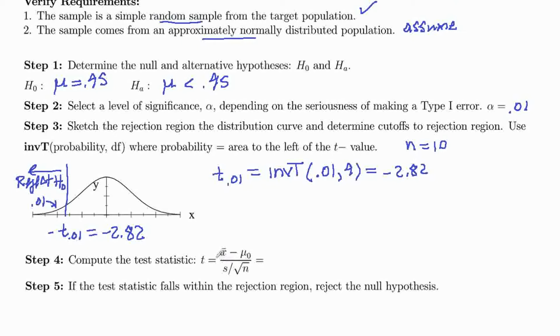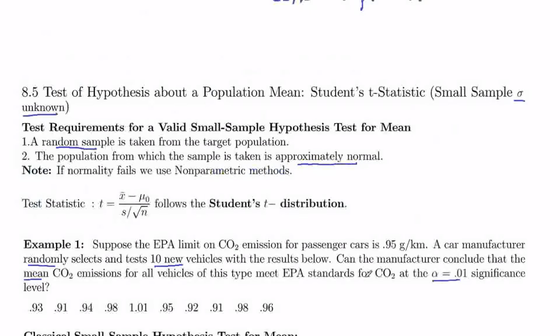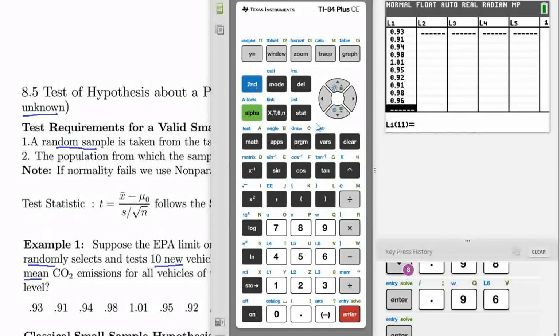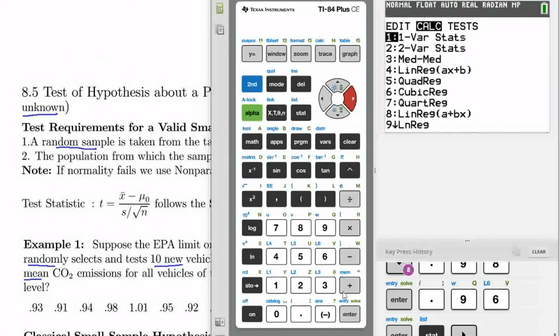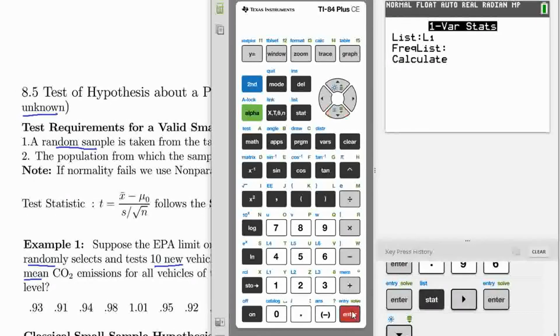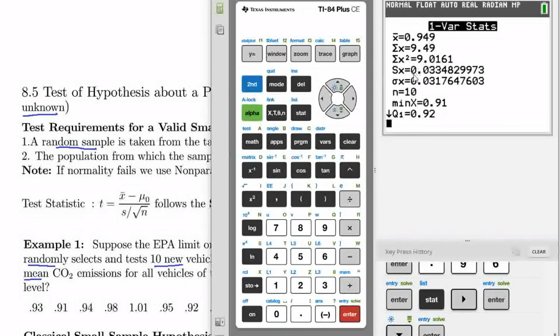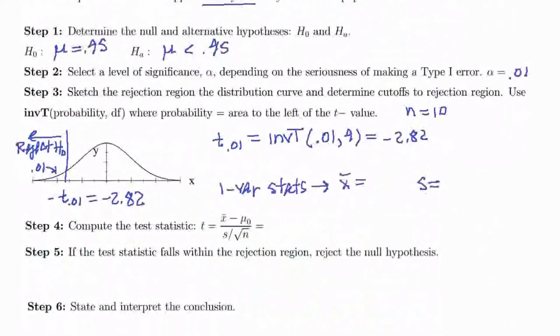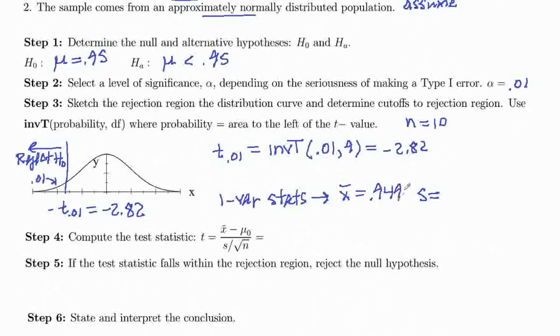Now compute our test statistic. For our x bar value, we need to enter the data into the calculator and compute that, and the same for s. One variable stats will give us those values. I have already entered those into a list. So I'm going to go to stat, then calc, then one variable stats, and we are using list 1, calculate. So x bar is 0.949 and s is 0.03348.